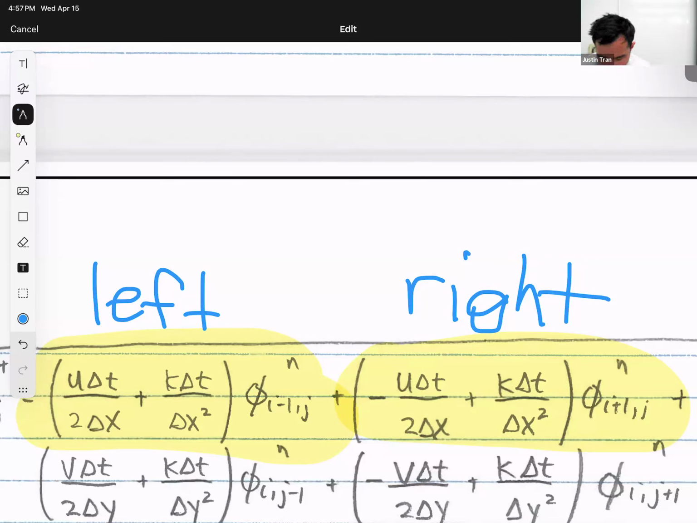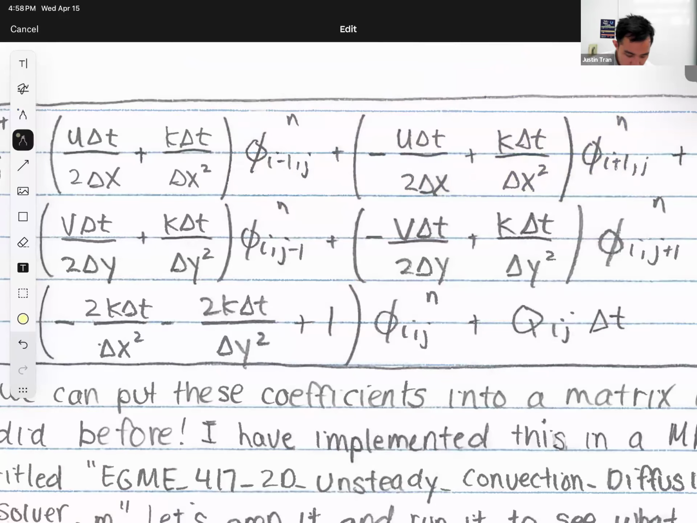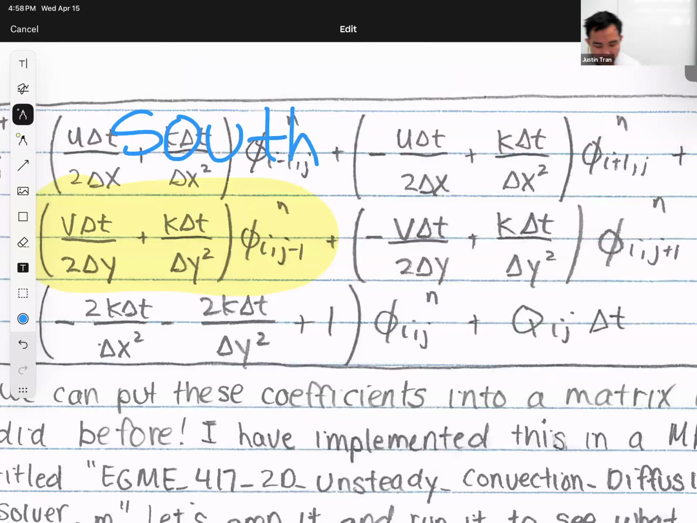All right, and then we have similar expressions for the south neighbor and the north neighbor. So we come down here. Next term we have the south neighbor. The coefficient for the south neighbor is v delta t divided by 2 delta y plus k delta t divided by delta y squared, and that is multiplied by phi i,j-1 at n. So that is our south neighbor.